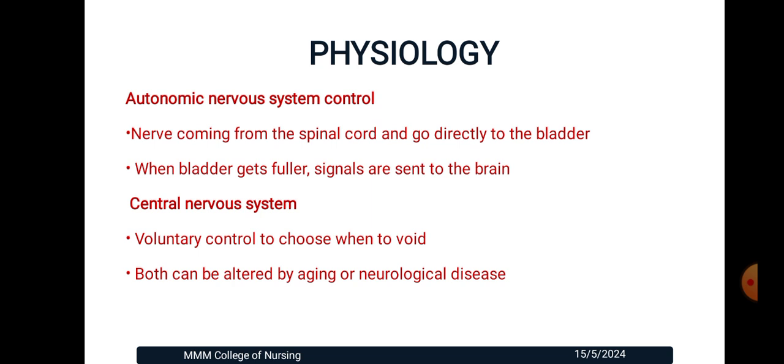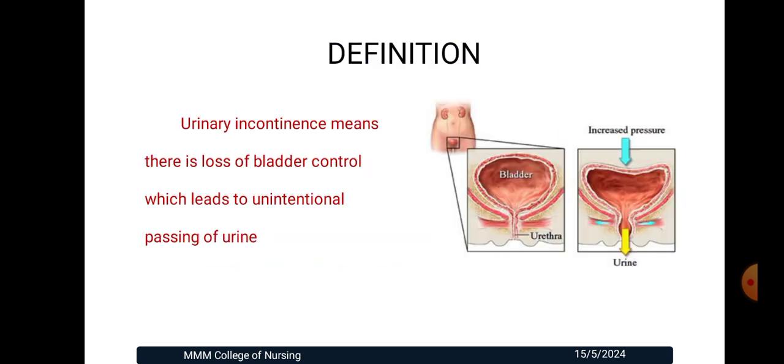Physiology of bladder: autonomic nervous system control, nerves coming from the spinal cord and going directly to the bladder. When the bladder gets fuller, signals are sent to the brain. Central nervous system: voluntary control to choose when to void. Both can be altered by aging or neurological disease. Coming to the definition, urinary incontinence means there is a loss of bladder control which leads to unintentional passing of urine.